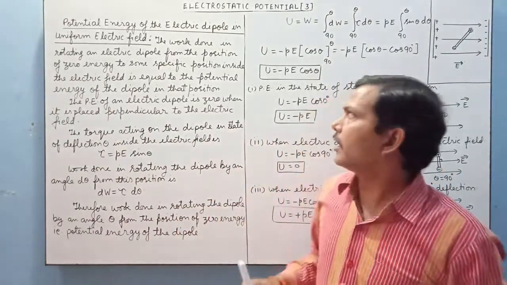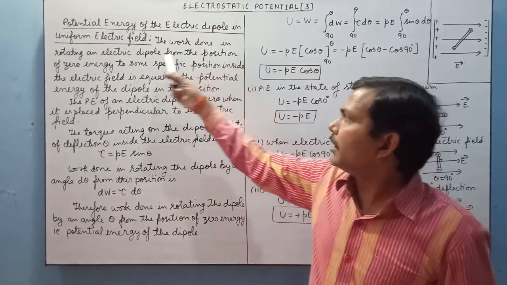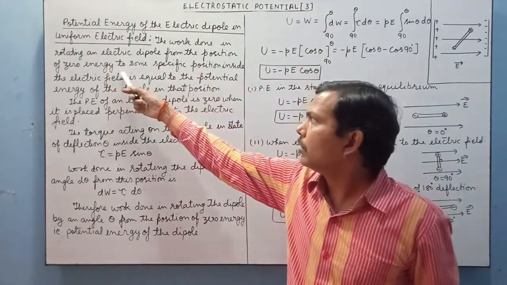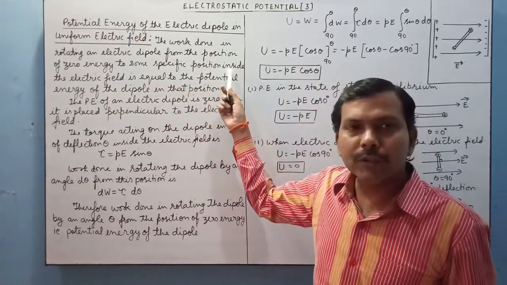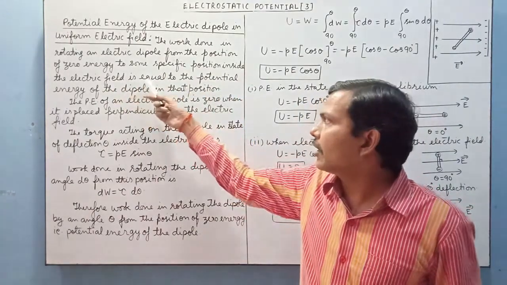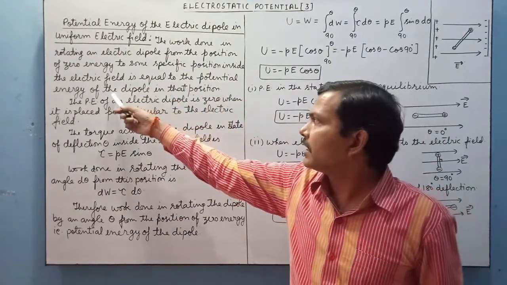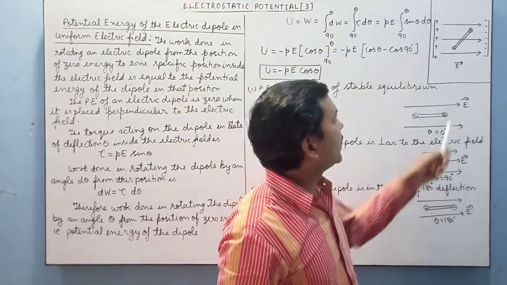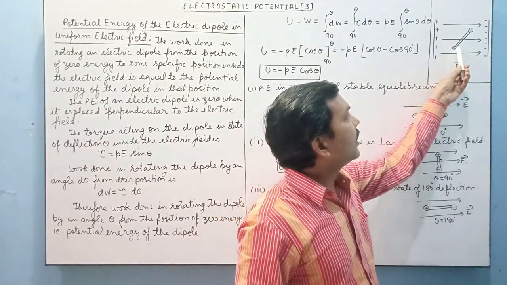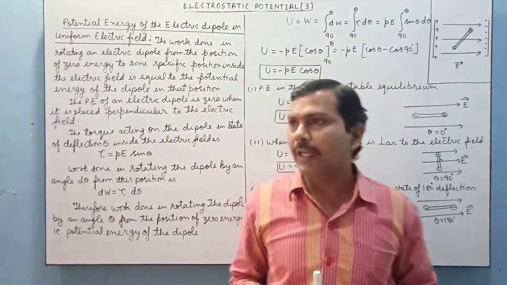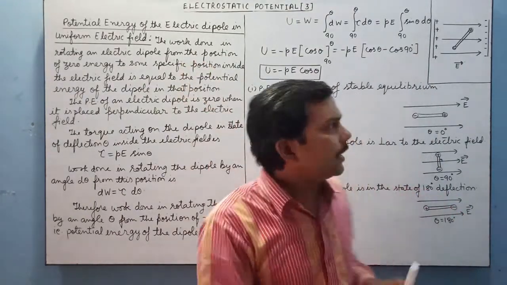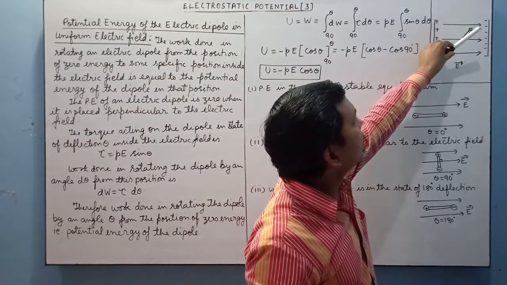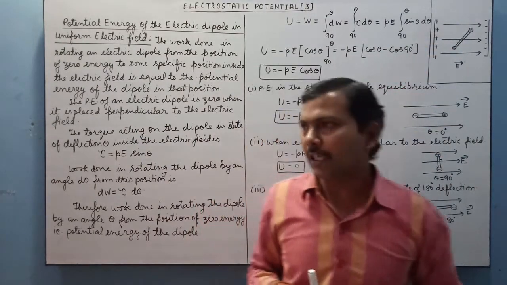So first look here: the work done in rotating an electric dipole from the position of 0 energy to some specific position inside the electric field is equal to the potential energy of the dipole in that position. So the electric potential energy of the dipole in this position is obtained from the work done in rotating this dipole from the position of 0 potential energy to this specific position.